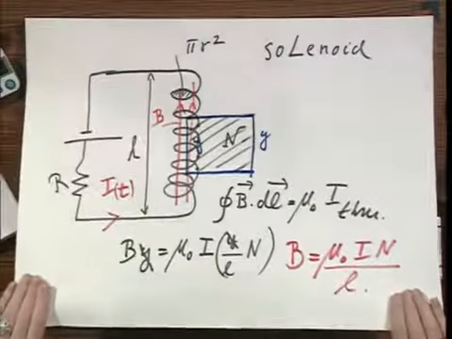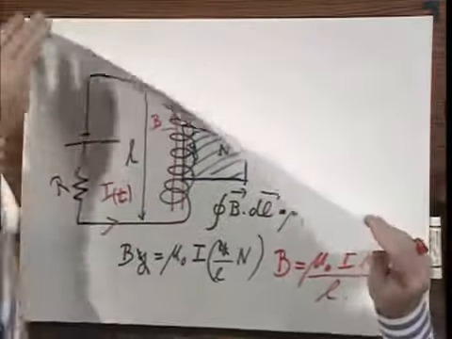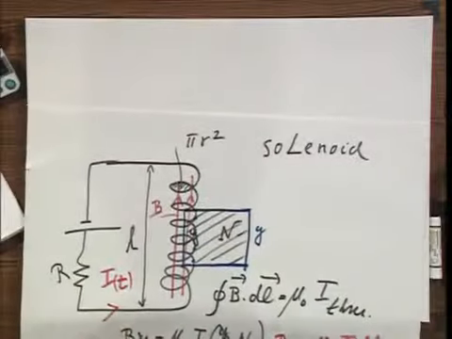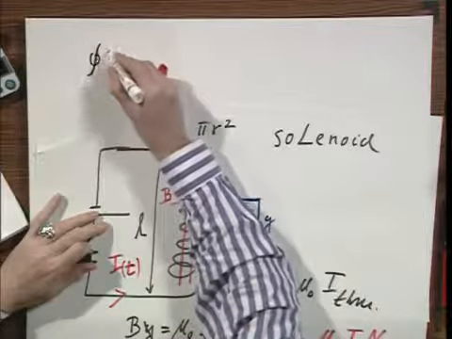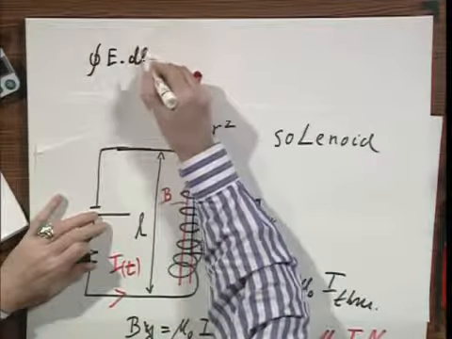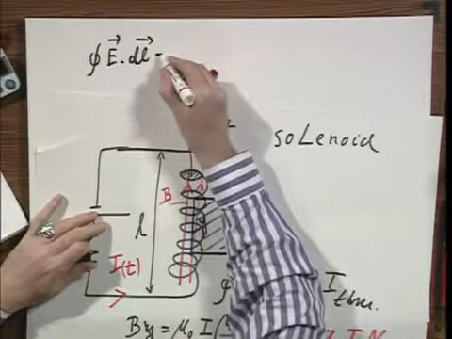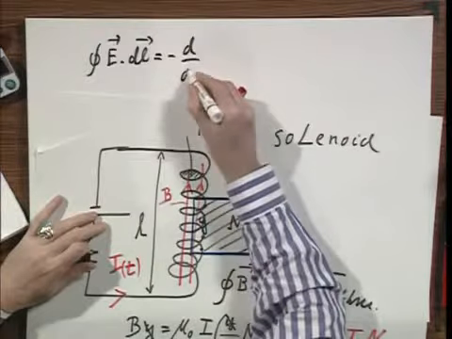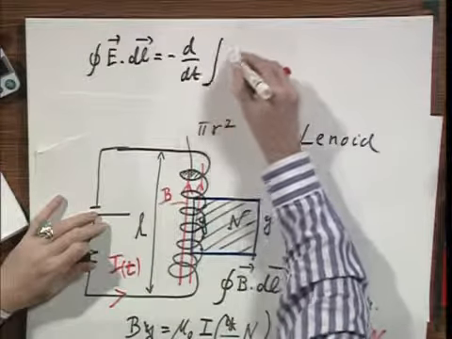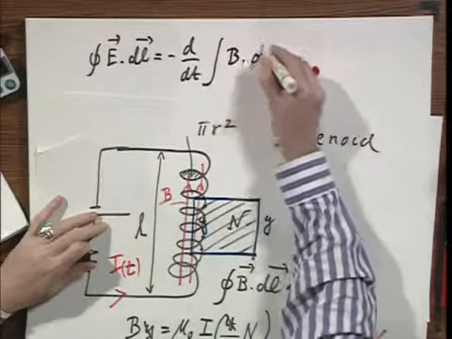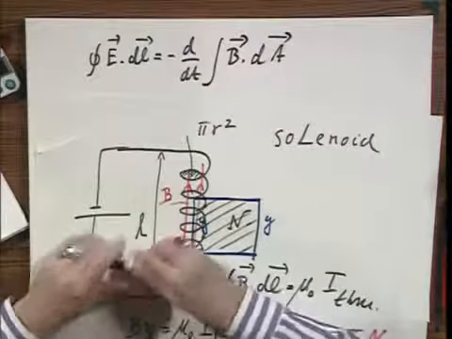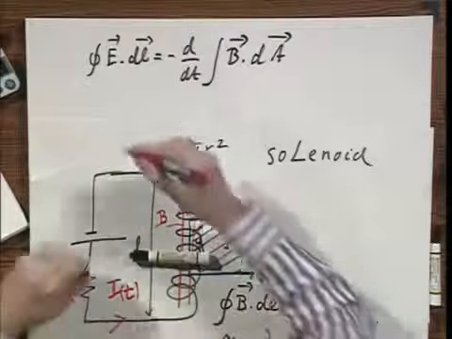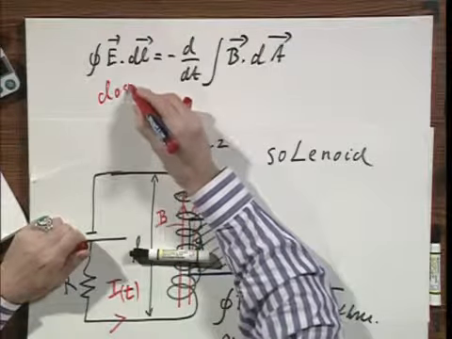Now I want to calculate, in anticipation of Faraday's law, a closed loop integral of E dot dl. I know I'm going to need, sooner or later, when I deal with solenoids, this term, d/dt of the integral of B dot dA. I will ram it down your throat once more. This is a closed loop.